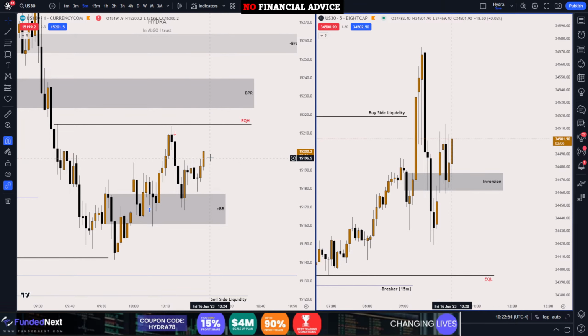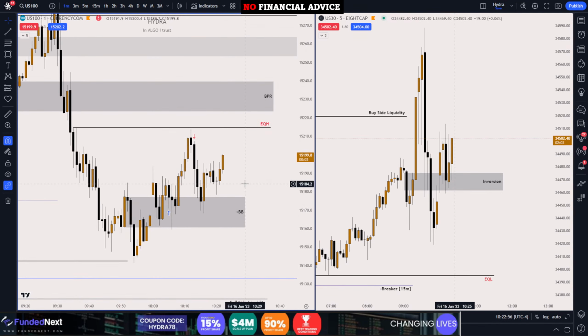As you can see, it's a very good example of a high resistance liquidity run.